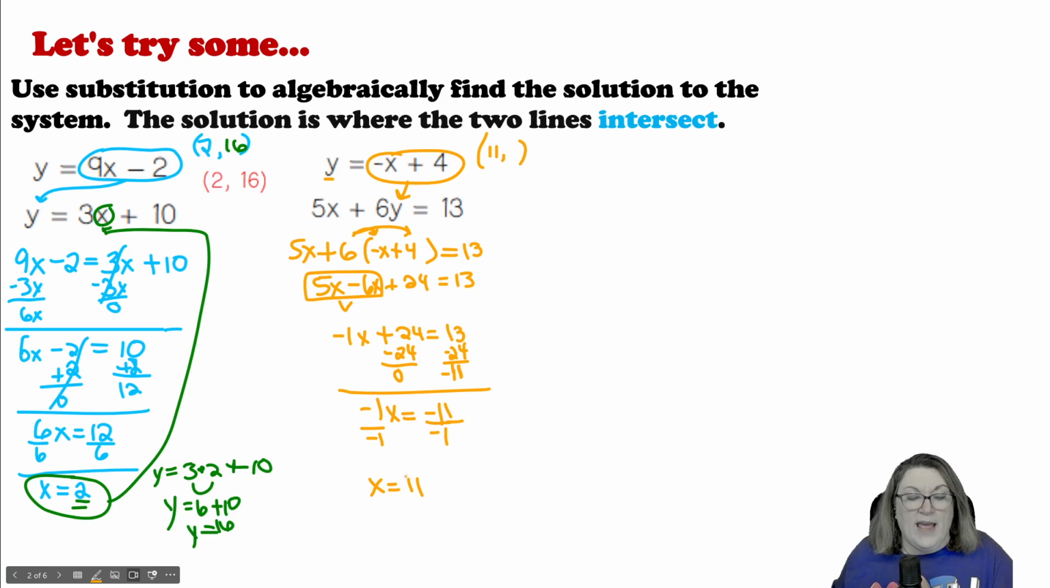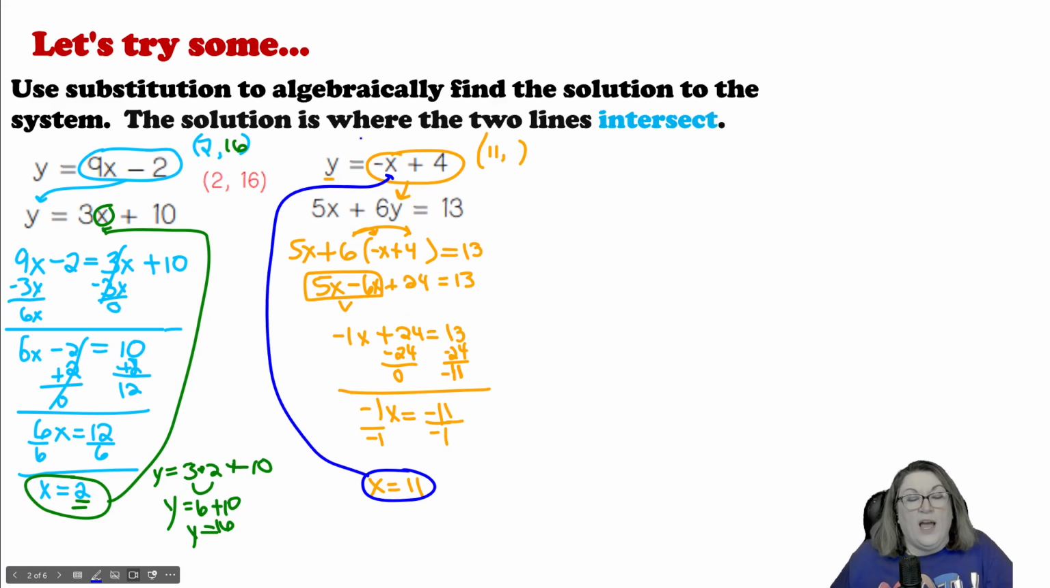Now that I have my x value, I need to change colors here. Let's go with dark blue. We're going to take all of this and substitute it into one of the equations. And this time, I am purposely going to put it into that equation.